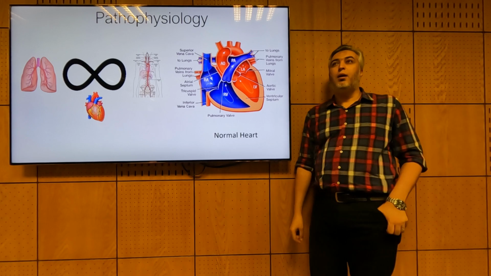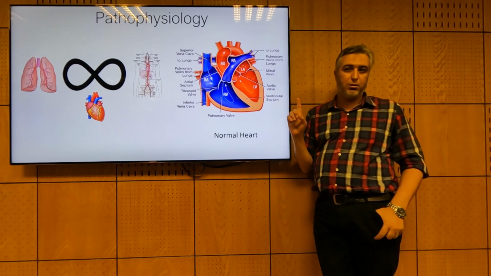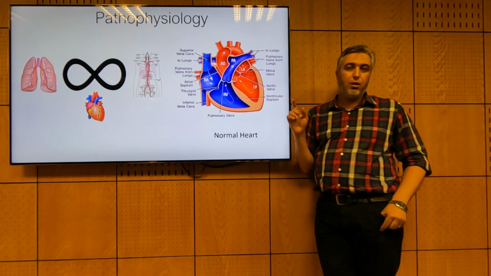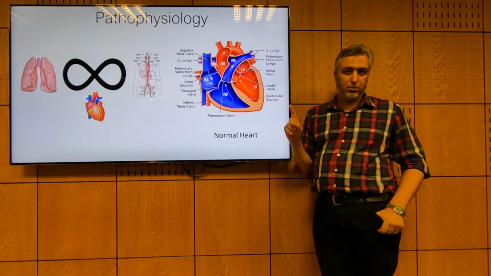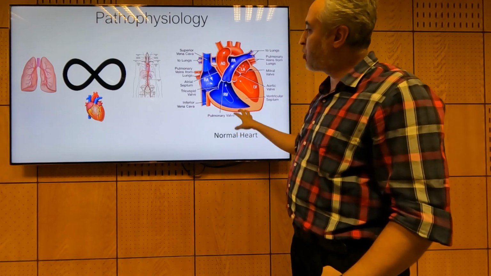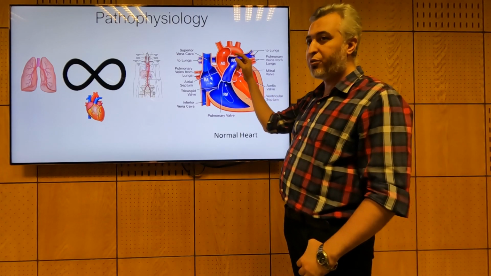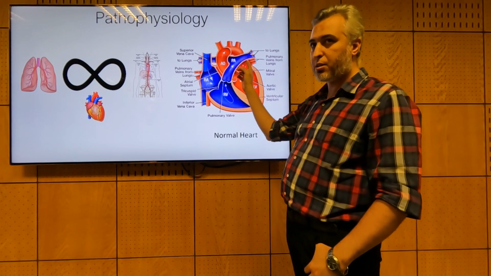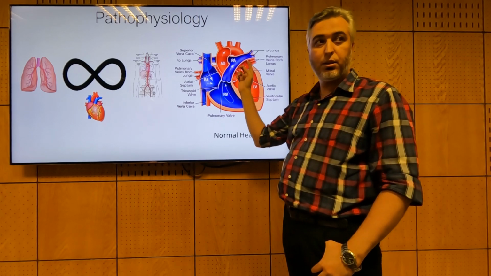So in patients with a normally connected heart, if a patient has an ASD, okay, this is a normally connected heart, then you create a communication here between the left atrium and right atrium. Would the blood flow go from the left atrium to the right atrium or the reverse? Does it go left to right, or right to left? Left to right.